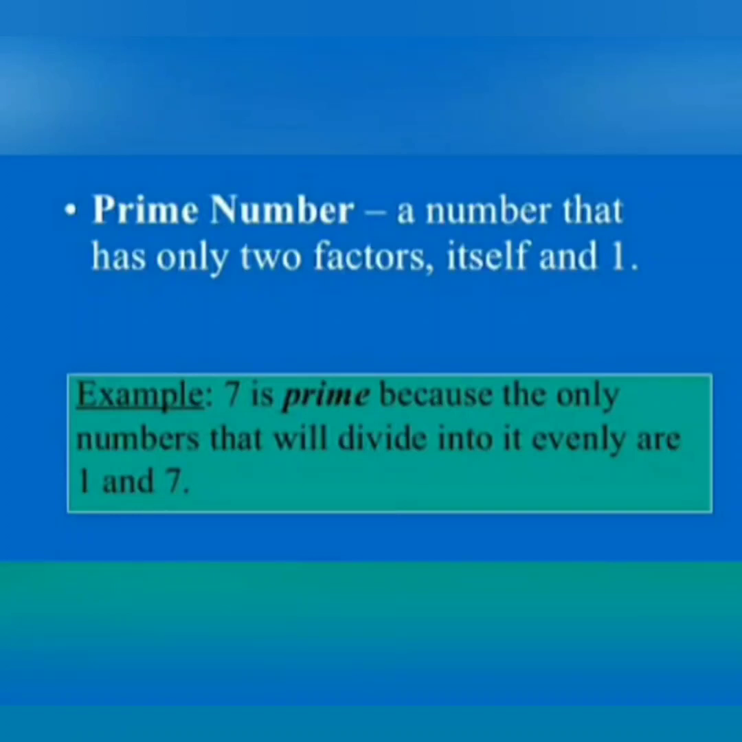Now let's read the definition. Prime number: a number that has only two factors, itself and 1. We'll be clearing the concept of prime number through an example. Example, 7 is prime because the only numbers that will divide it evenly are 1 and 7. Two factors it has. One will be the number 1 only and the other will be the number whose prime factors we are taking out.